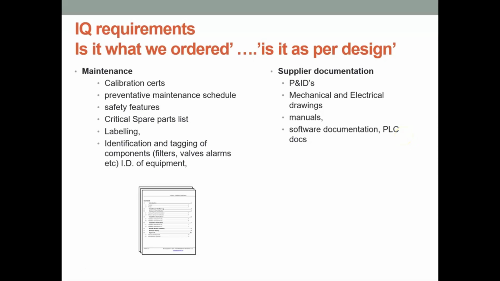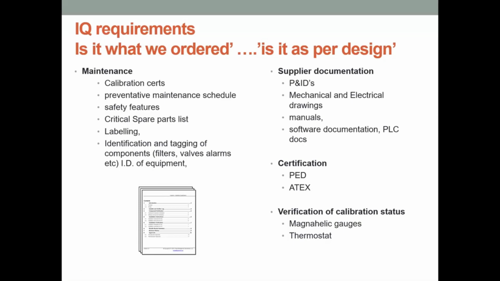So from the supplier, we need to have a P&ID, we need mechanical and electrical drawings, we need our manuals, we need our software documentation and any PLC documents as well, and all of these would need to be filed as part of our validation project. Other certs you might be needing are the PED, the Pressure Equipment Directive, or the ATEX. So for companies manufacturing electrical equipment that are going to be used in hazardous environments, they need to provide an ATEX cert. Verification of calibration status, so your magnehelic gauges and your thermostat as well. Are they working correctly and have they been calibrated and have you got the paperwork to go with it?